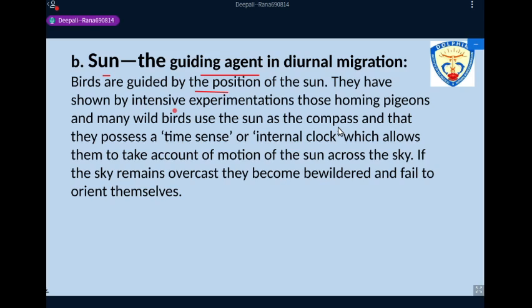It has been shown by intense experimentation that homing pigeons and many wild birds use the sun as a compass, and they possess a time sense or internal clock which allows them to take account of the motion of the sun across the sky. And if the sky remains overcast, they become bewildered and fail to orient themselves. But still, they will be coming back to the nesting places during the evening time. Okay.